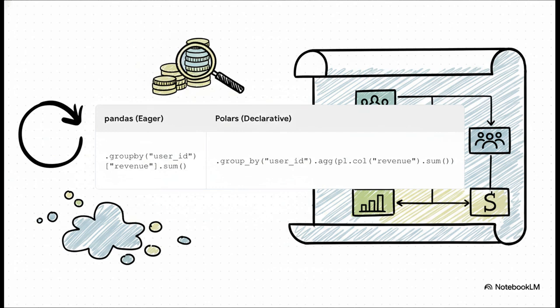And we see that same pattern here with a more complex task. In Polars, you're very clearly building a pipeline of expressions. You're saying group by this column, and then aggregate by taking the sum of that column. It makes the logic incredibly clean and easy to follow, especially as your transformations get more complicated.